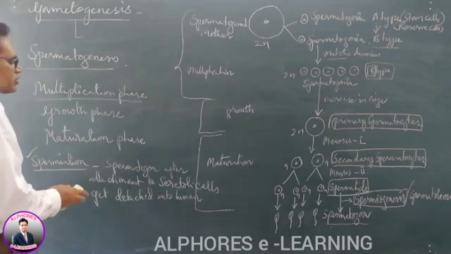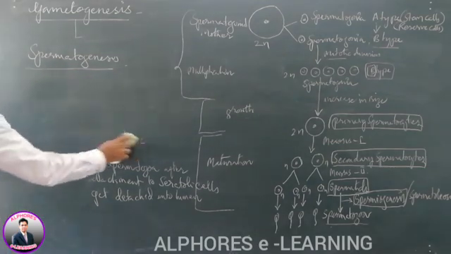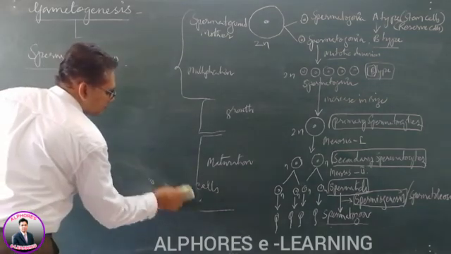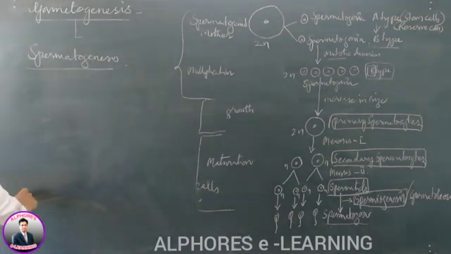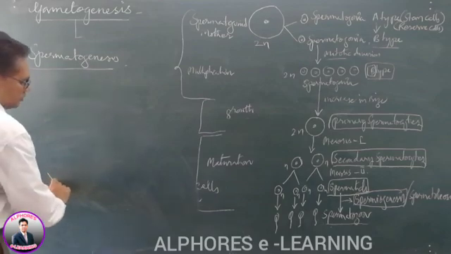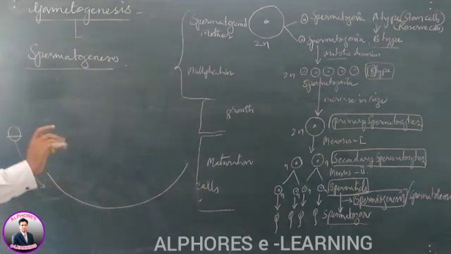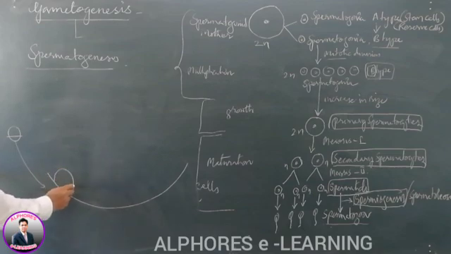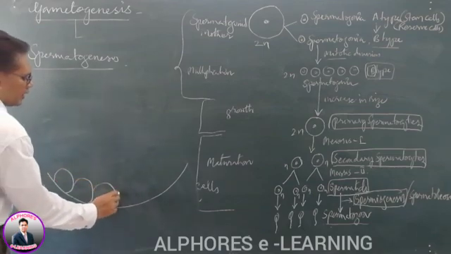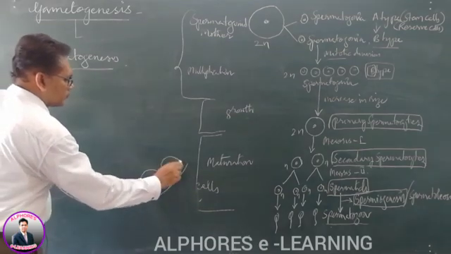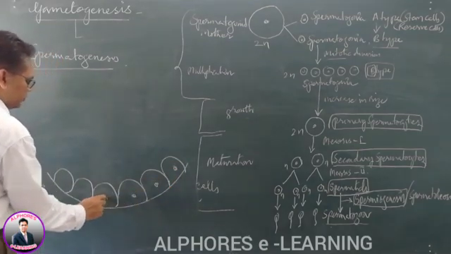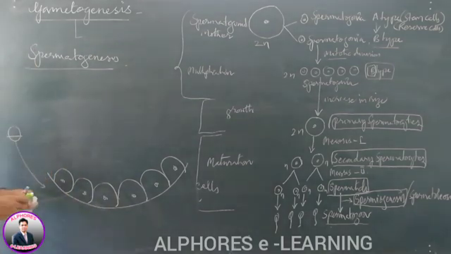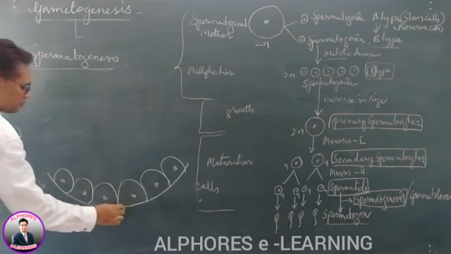Now diagrammatically we will show how this process takes place. This is the seminiferous tubule, a cut end of the seminiferous tubule. Here these are the cells, actually cuboidal epithelium. These are the spermatogonial mother cells, which are lined in the seminiferous tubule.